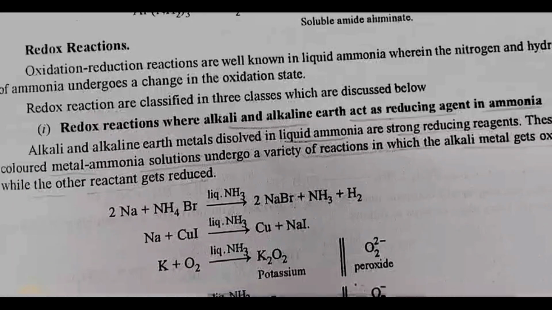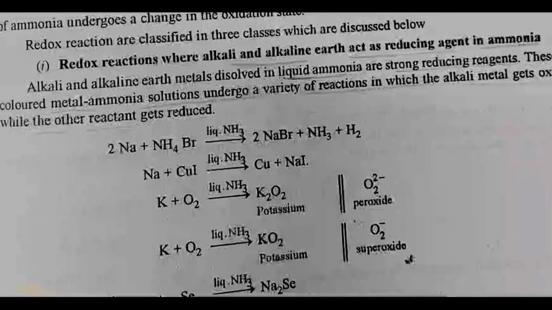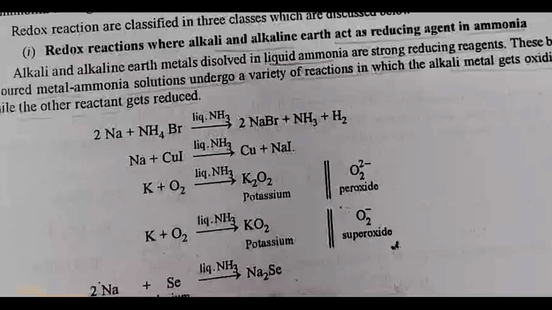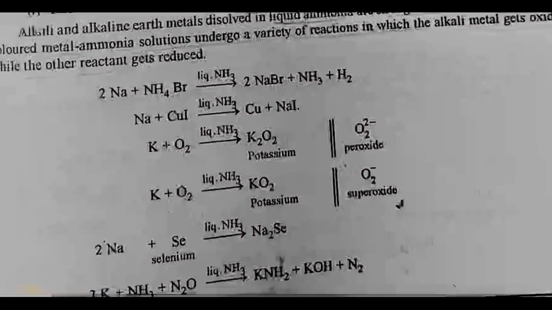Redox reactions. Oxidation reduction reactions are well known in liquid ammonia, wherein the nitrogen and hydrogen of ammonia undergo a change in the oxidation state. Redox reactions are classified in three classes, which are discussed below. First, redox reactions where alkali and alkaline earth metals act as reducing agents in ammonia. Alkali and alkaline earth metals dissolved in liquid ammonia are strong reducing agents. These blue-colored metal ammonia solutions undergo a variety of reactions in which the alkali metal gets oxidized while the other reactant gets reduced.